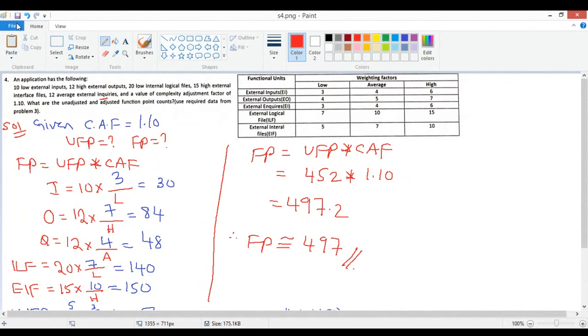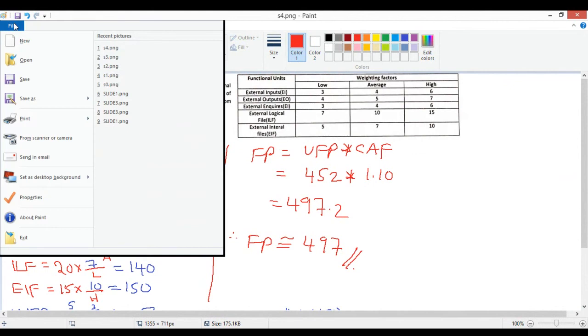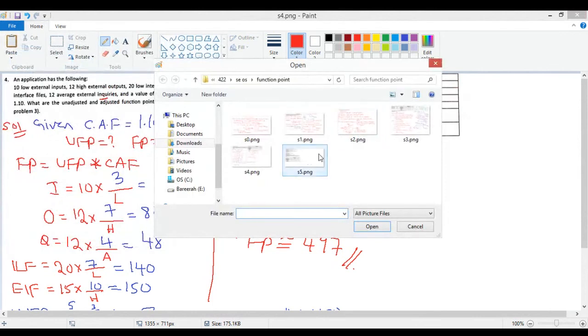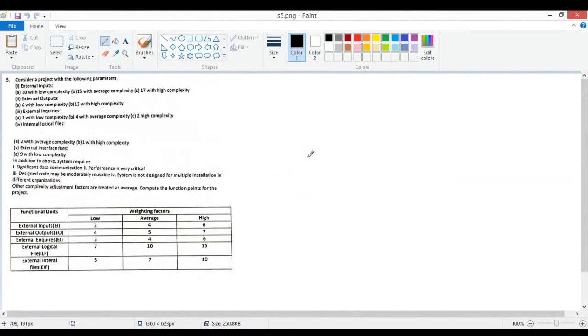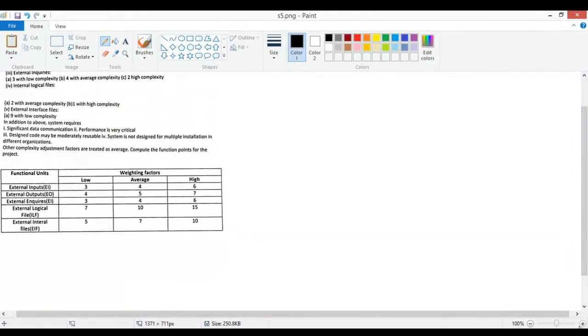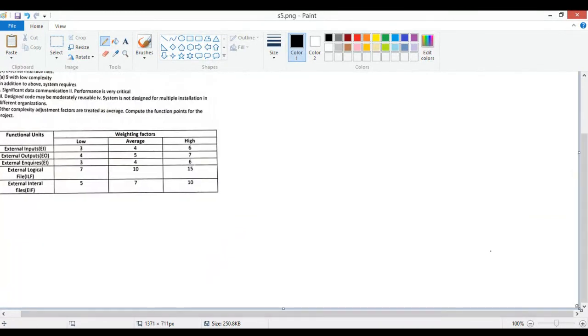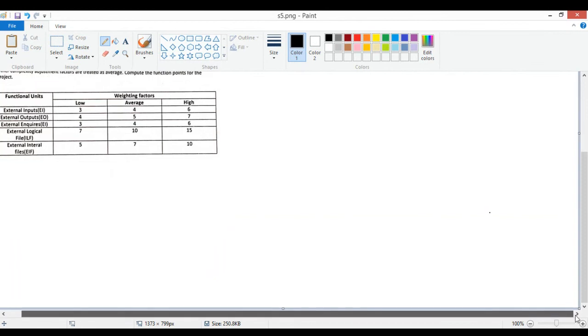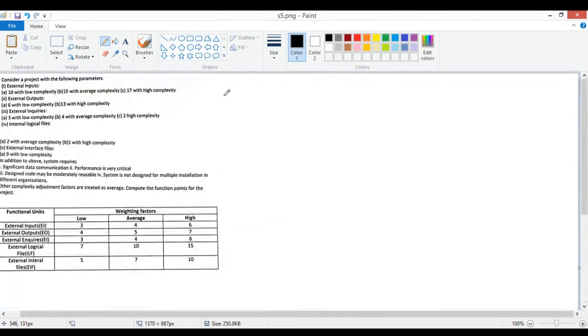So hope you have understood. Now let's go for problem number 5. This problem number 5 is also taking the same table. I'm showing you on the same table, because changing the table is of no use as it has nothing to do with the logic we are using. So now let us try to solve this problem. Problem number 5 is already given.